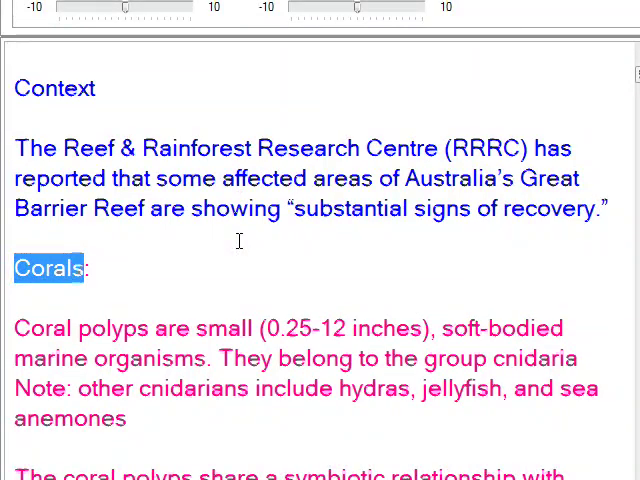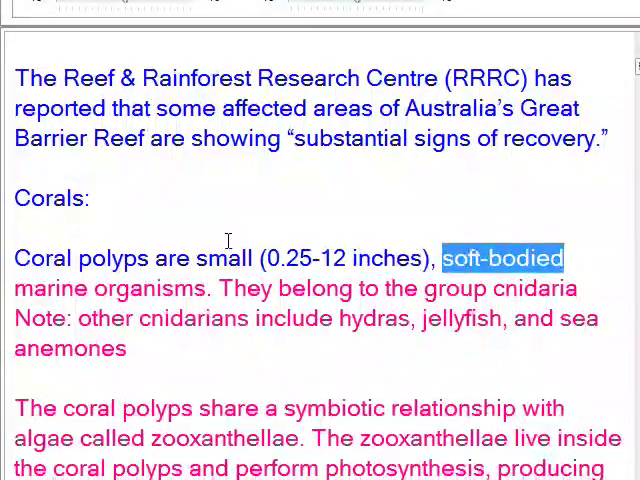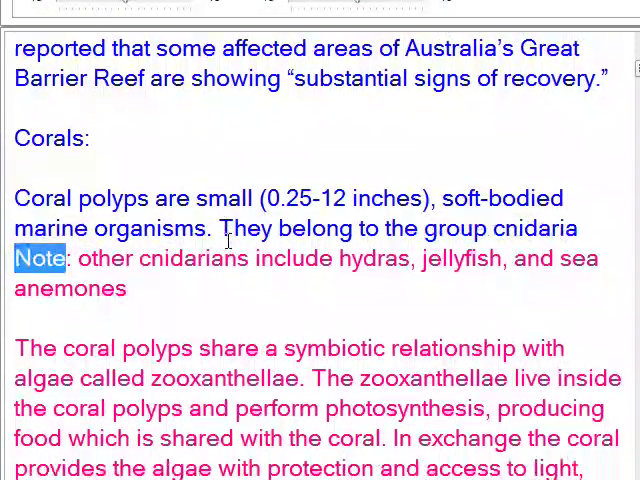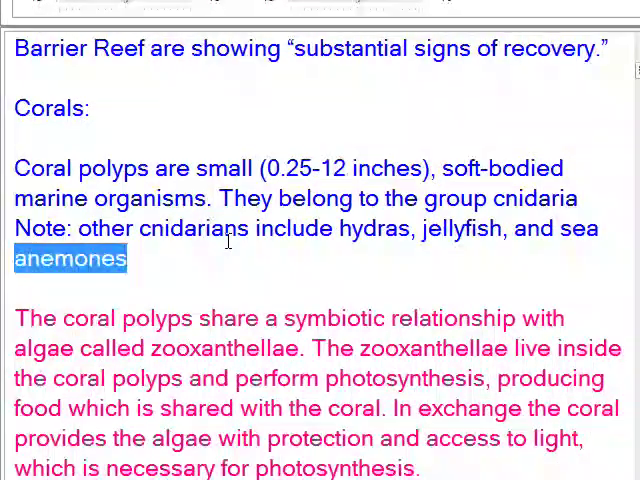Corals. Coral polyps are small, 0.25 to 12 inches, soft-bodied marine organisms. They belong to the group Cnidaria. Note, other cnidarians include hydras, jellyfish, and sea anemones.